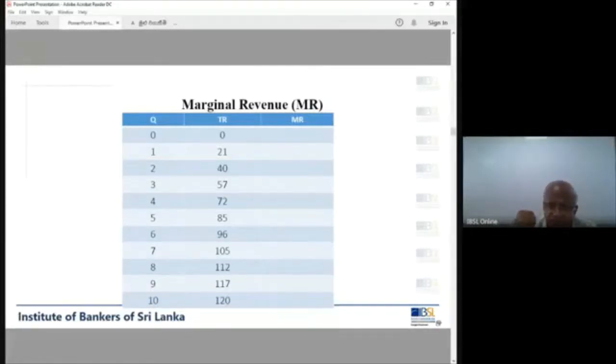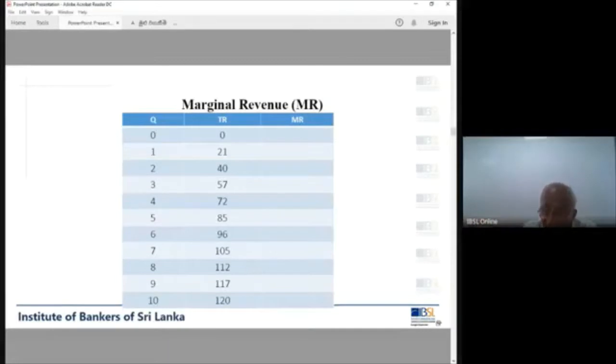Next one. Marginal cost of the 2 units is 19. Second unit itself generates 19, 40 minus 21. Third unit: 3 units generate 57. First 2 units generate 40.